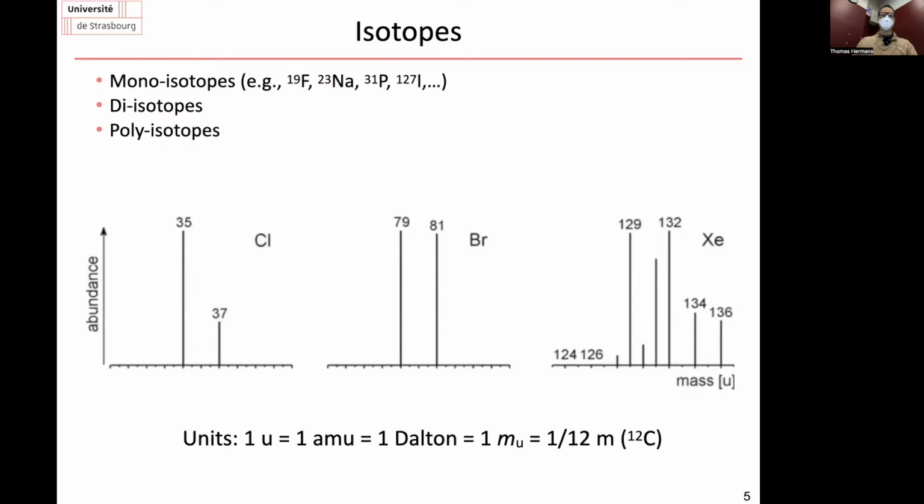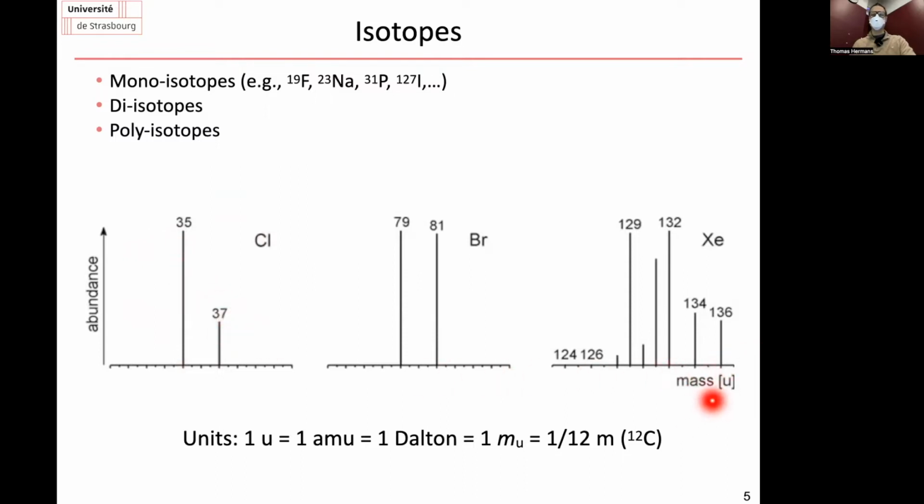So here an example. A lot of elements are monoisotopic, which means there's only one, maybe it's 99%, basically one isotope, like fluorine, sodium, phosphorus. Again, these ones are NMR active also. And then you have elements that have two isotopes. For example, chlorine has two isotopes with different weights.